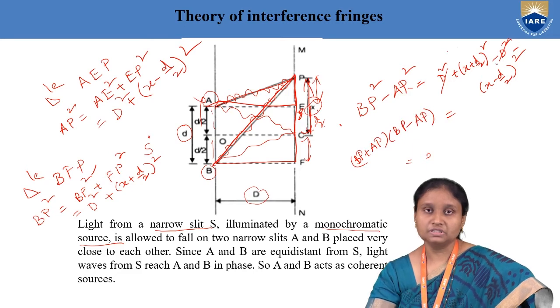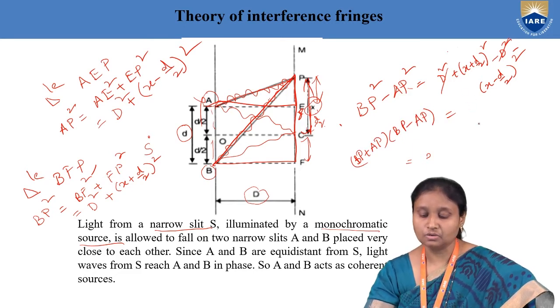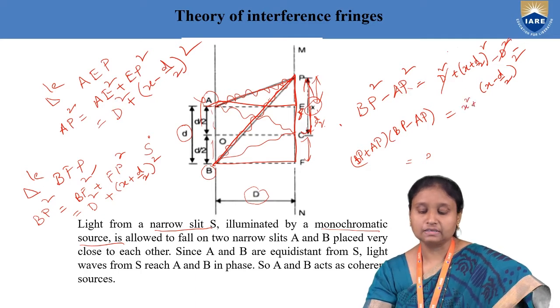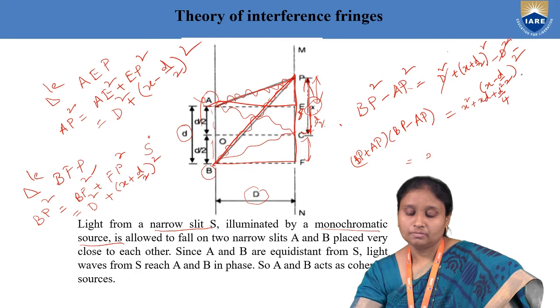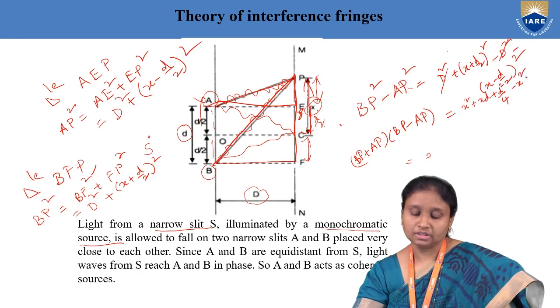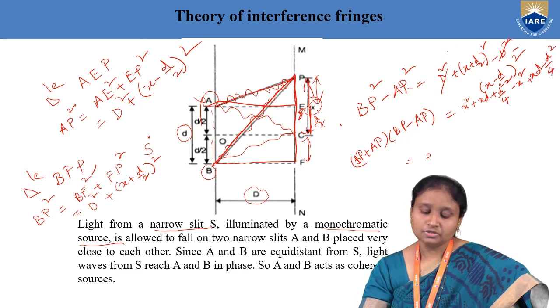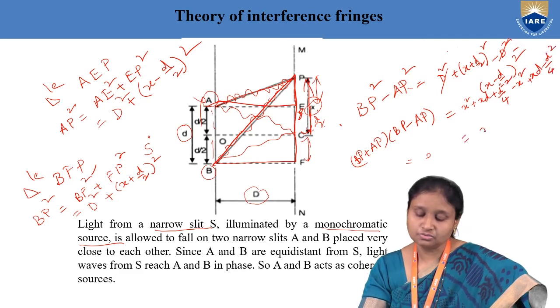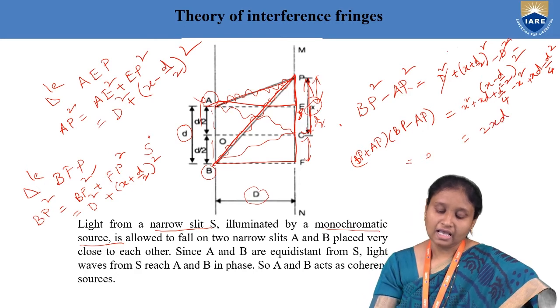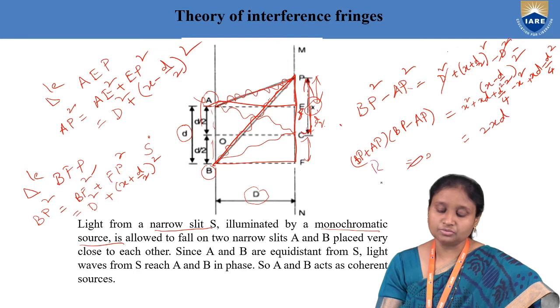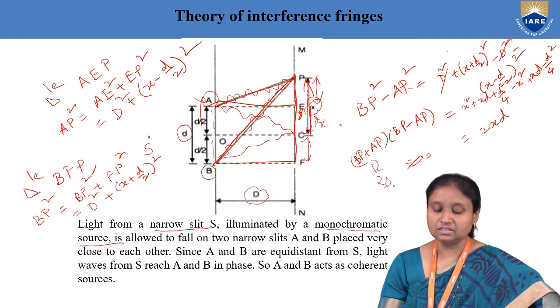If I try to simplify this, it comes out to be x square plus 2xd plus d square by 4, minus x square, then plus xd minus d square by 4. So we end up having it as 2xd. And here, BP plus AP, approximately, I'll take it to be 2D, 2 times the D.